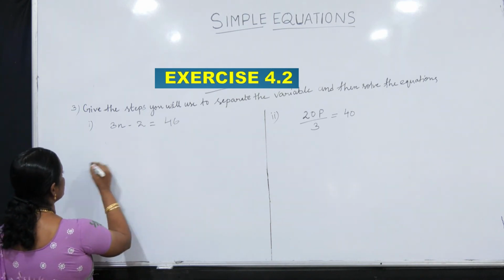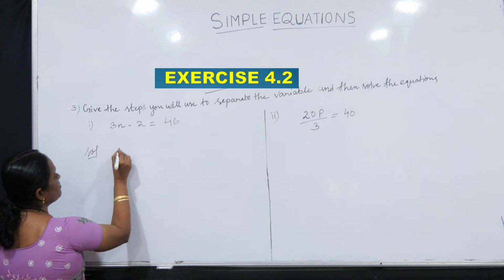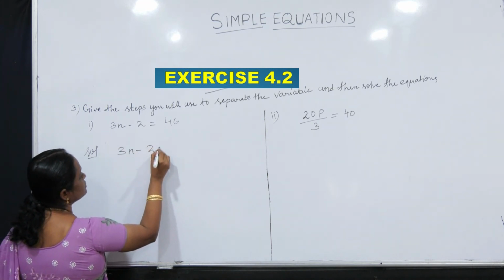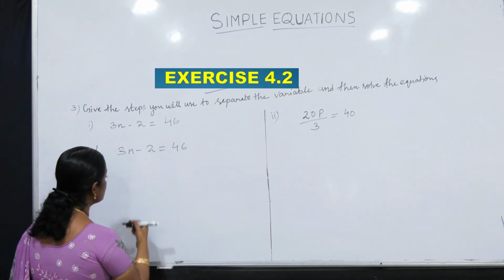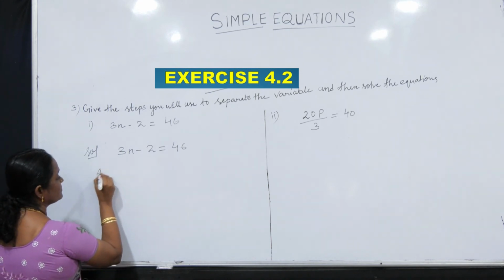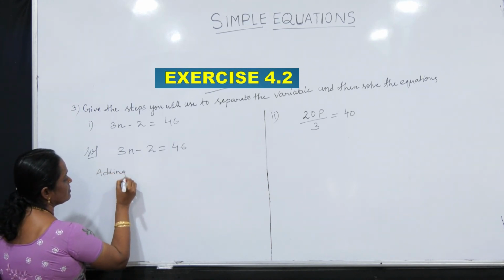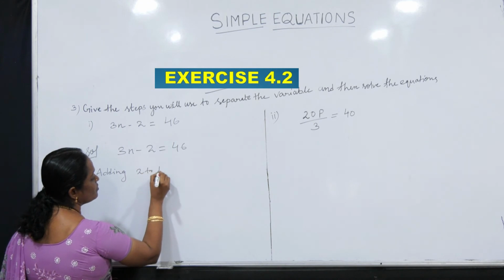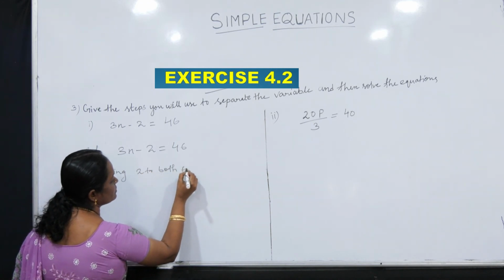सो फर्स्ट इक्वेशन को हम देखते हैं. 3n minus 2 is equal to 46. So here the first step, adding 2 to both sides of the equation.